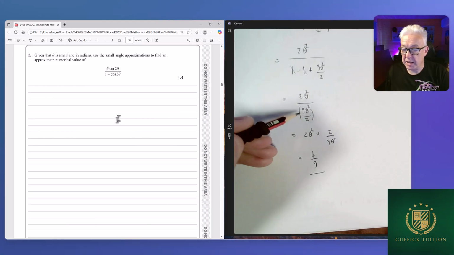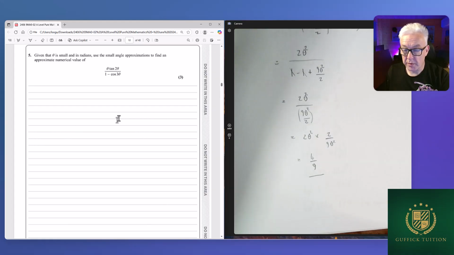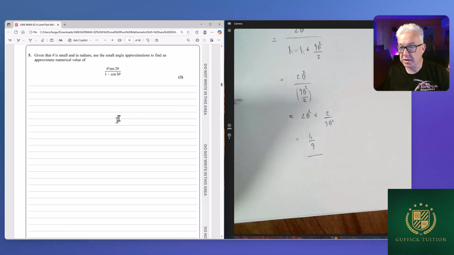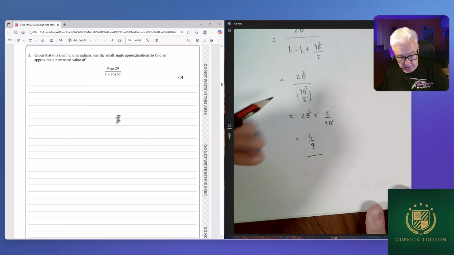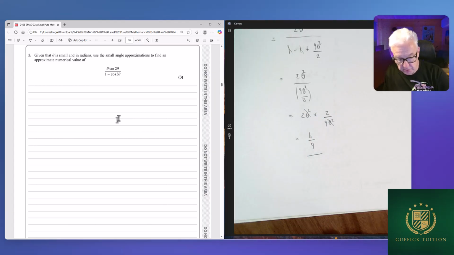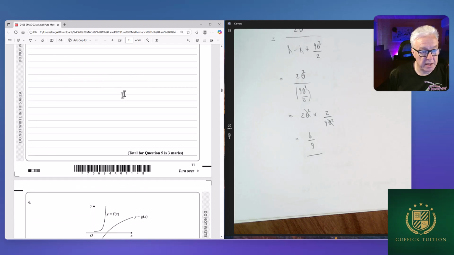Dividing by a fraction is the same as multiplying by its reciprocal. So when we multiply that out, that's going to give us 4 theta squared over 9 theta squared. Our theta squareds are going to cancel, and the numerical value of that particular expression is going to be 4 over 9. Okay, perfect. So that's that one done.